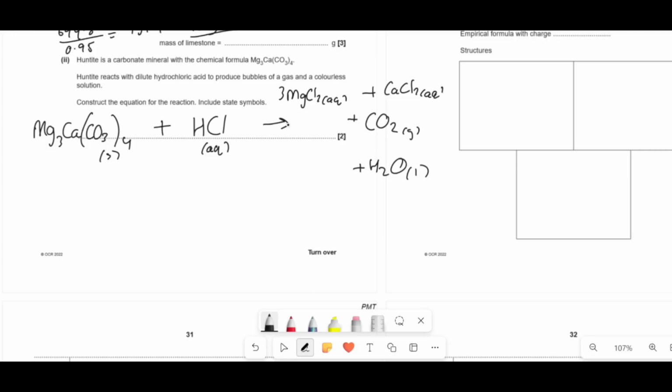That gives us that sort of colorless solution. That will give us our gas. That's the liquids. That's fine. To balance this, now we have to look at the rest. So we need how many? So that's what, 6 plus 2, 8 Cls. So I'm going to put an 8 in front of the HCl.